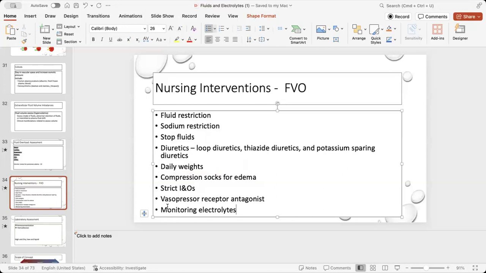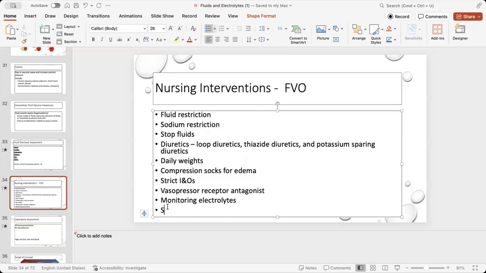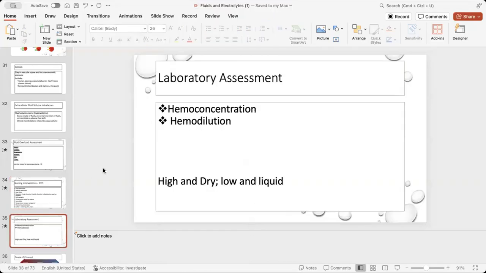Safety, do you think safety is also important? Right, skin, watching their skin, make sure there's no skin breakdown, repositioning. Looking at their sodium. Okay, and these are some of those labs that we talked about, hemoconcentration, hemodilution.